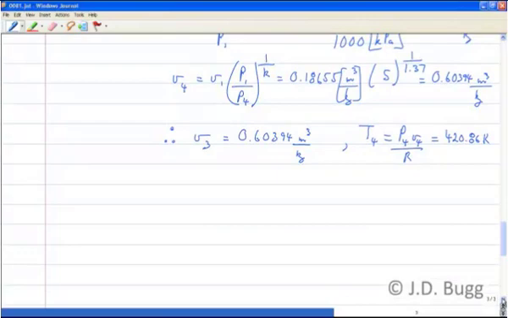And we need to go back to this process from 2 to 3 because that's the one we're considering now. Well, that's also polytropic. So P2 V2 to the K is equal to P3 V3 to the K. So if we look at what we know and what we don't know in here, we know P2 is 1,000 kilojoules per kilogram. And we can get our V2 because we know all of the other properties there.